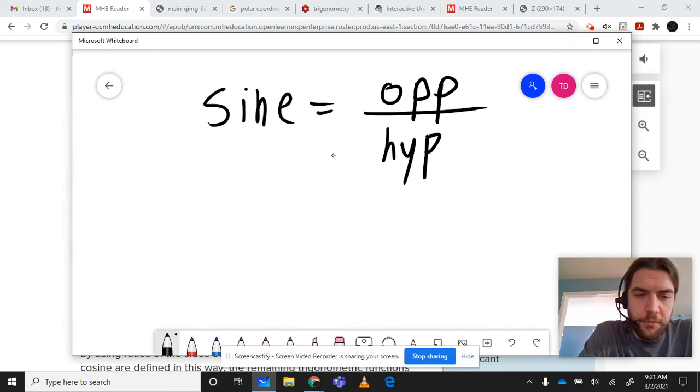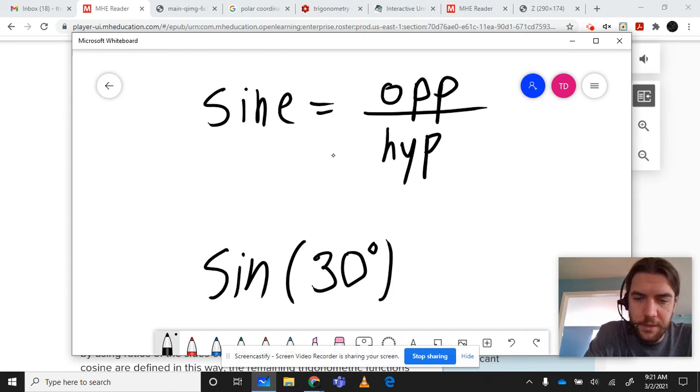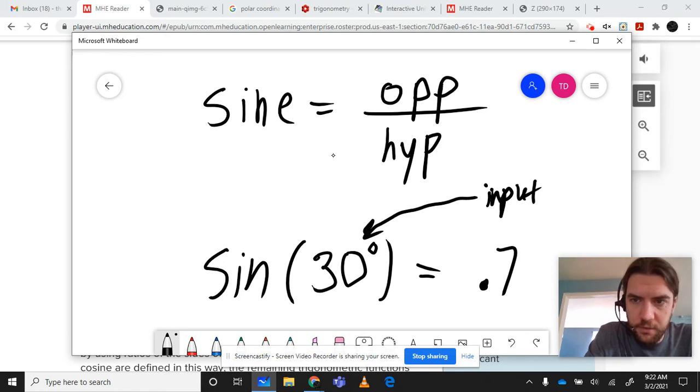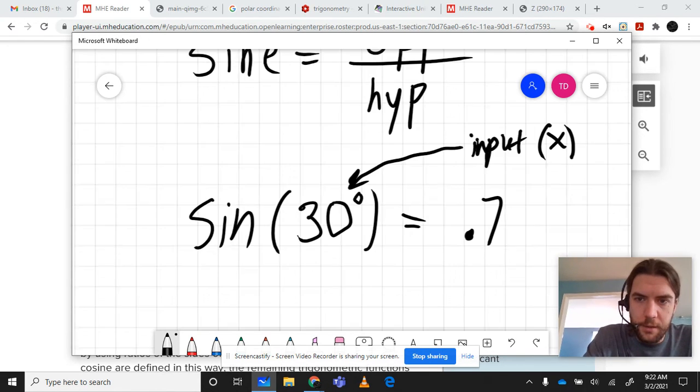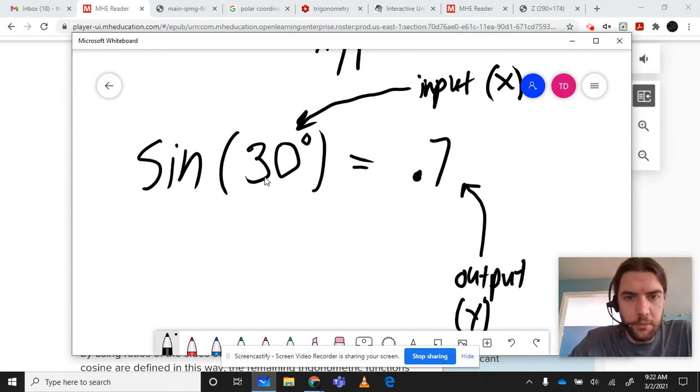The trigonometric function is slightly different. The idea of the function is that if you apply this little function to some angle, so if we say the sine of, like I just used in my example, sine of 30 degrees, I'm going to get out some answer, okay, 0.7. This is a function because there's an input, that's like our x variable, and there is some output, which we could think of as like our y variable.